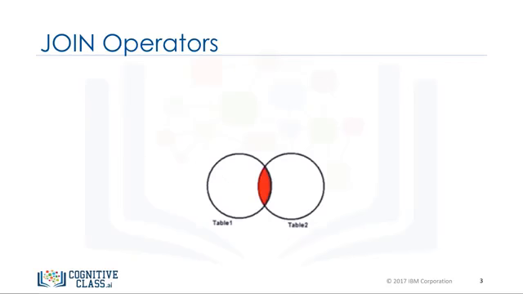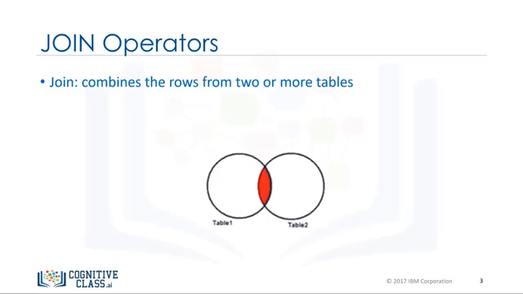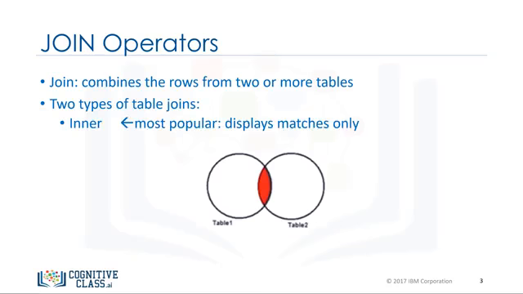A simple select statement retrieves data from one or more columns from a single table. The next level of complexity is retrieving data from two or more tables. This is referred to as joining tables. A join combines the rows from two or more tables based on a relationship between certain columns in these tables. There are two types of table joins, inner join and outer join. The most common type of join is the inner join.